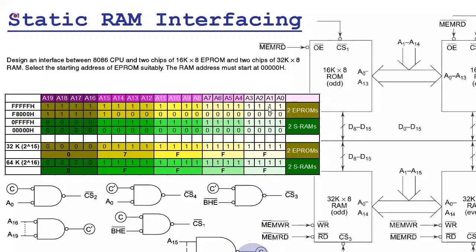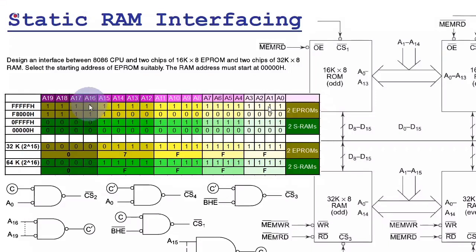Now let's talk about this C signal first. What is this C signal? Let us take this ROM chip first. The ROM chip uses addresses from A0 to A14. Now let's have a look at the remaining bits for the two EPROM sets. After A14, from A15 to A19, all the bits are 1 for both sets of ROMs, from the starting address to the ending address.